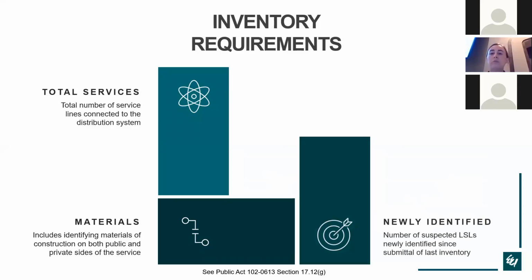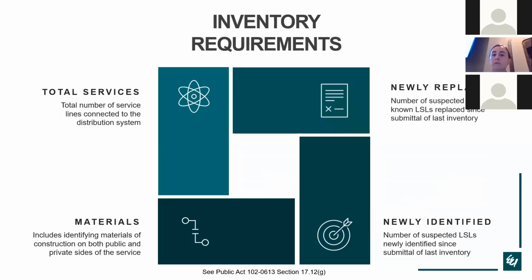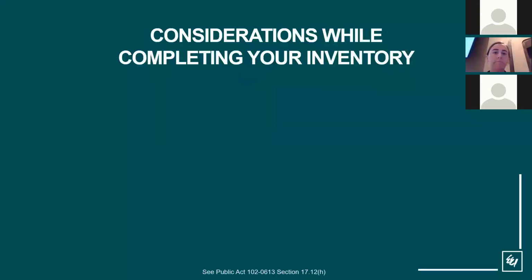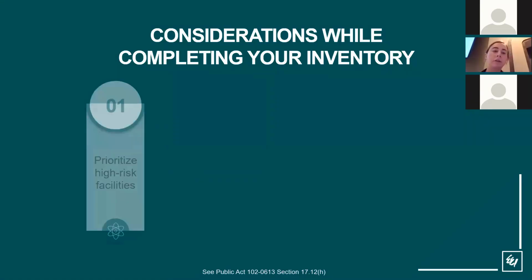You'll also need to keep track of the number of suspected lead service lines you've identified since you submitted your last material inventory. And finally, the number of suspected or known lead service lines that were replaced since your last inventory. As you can see here, a lot of tabulating and keeping track of the data that you are identifying. The Act also lays out some considerations to think about when completing your inventories.